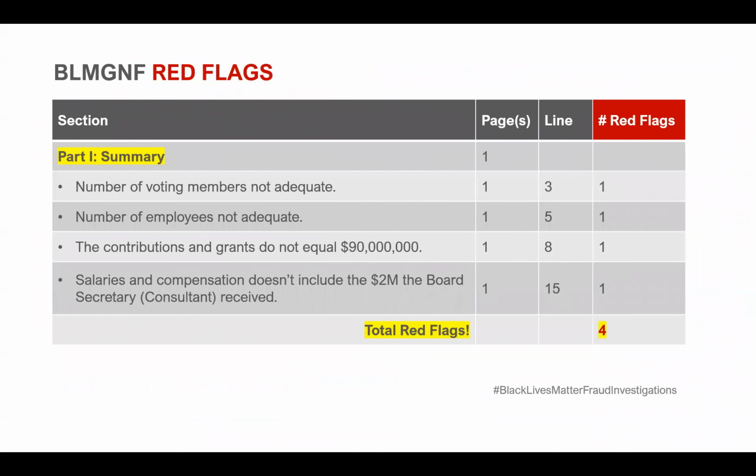So let's summarize the Part 1 summary. Again, on page 1, the number of voting members is not adequate from line 3, so that's a red flag. Number of employees not adequate, line 5, that's a red flag. The contributions and grants do not equal $90 million, that's a red flag from line 8. And then salaries and compensation doesn't include the $2 million the board secretary or consultant received, and that's from line 15, a red flag. So the total red flags for Part 1 summary is 4.